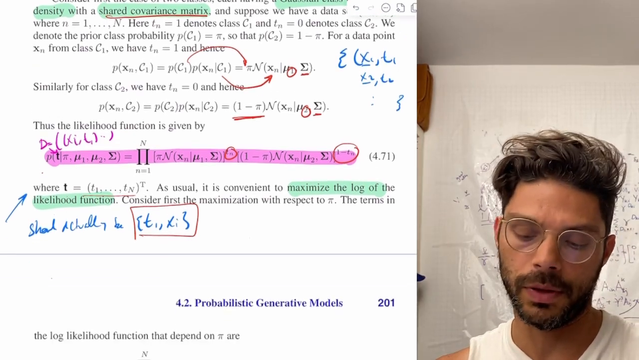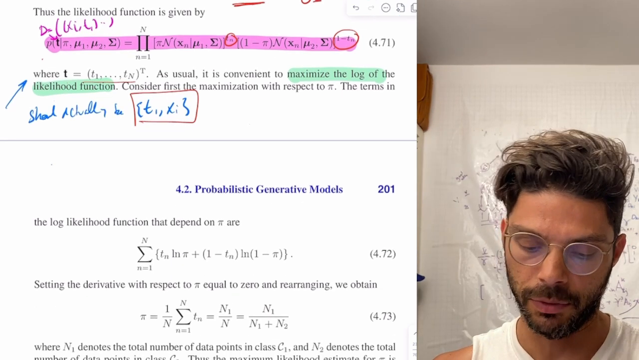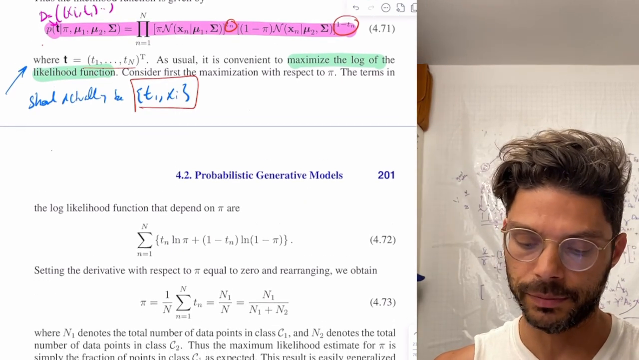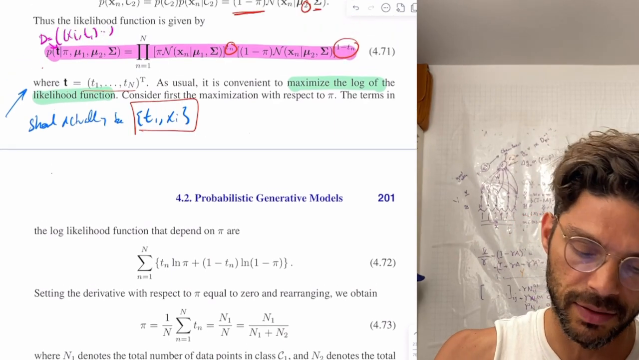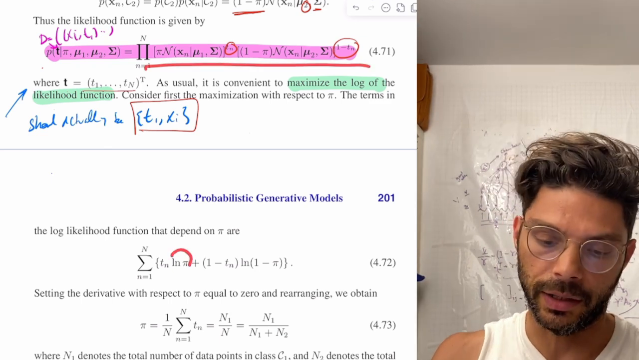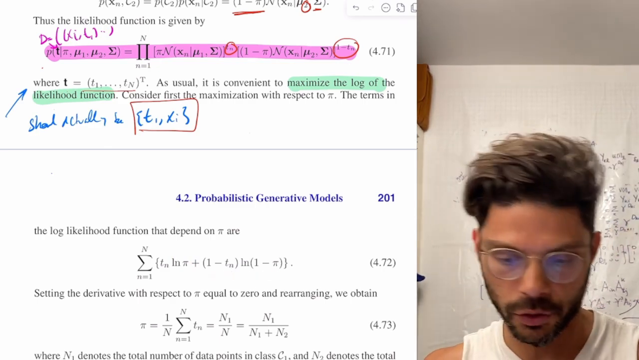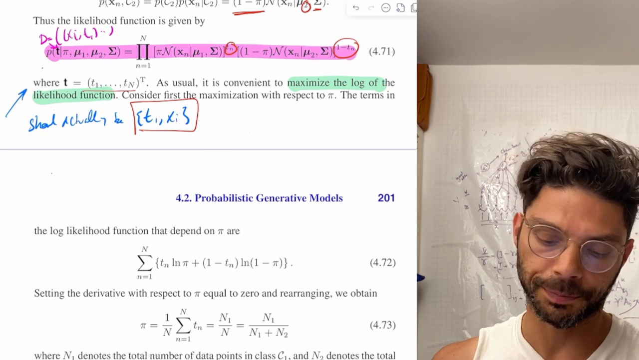Now we just go through the steps, and it really is very simple, so I'm not going to belabor it too much. If you write this out in terms of log probabilities, you're going to get log of pi, log of 1 minus t_n, and log of 1 minus pi showing up, etc.